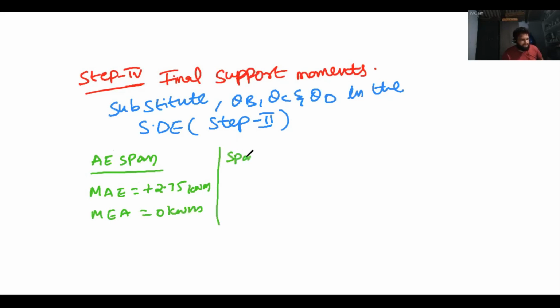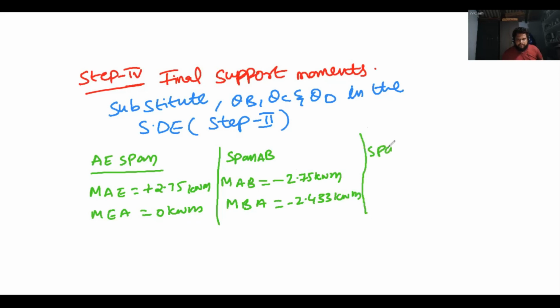Next, span BC. Okay, sorry, span AB. In the span AB, M_AB is equal to minus 2.75 kilonewton meter. Next, M_BA is equal to minus 2.433 kilonewton meter.